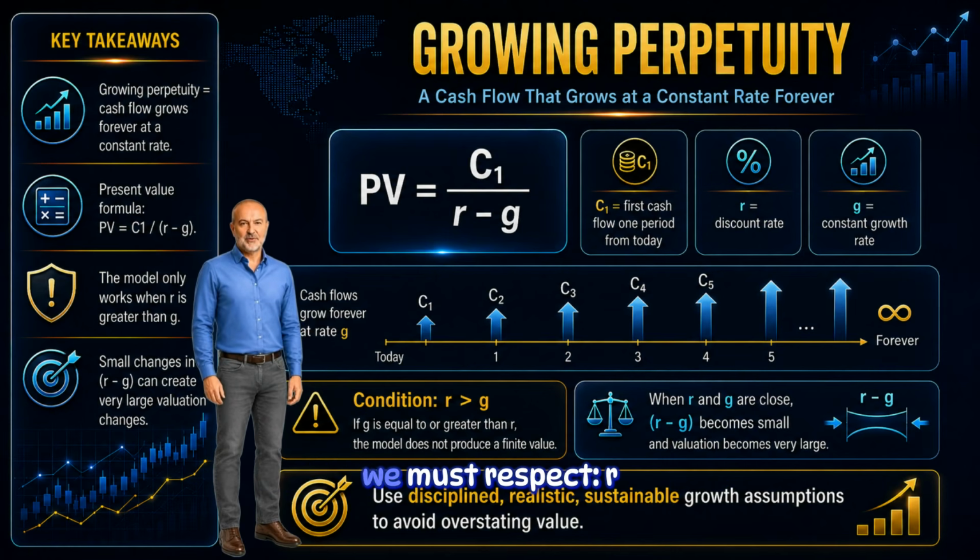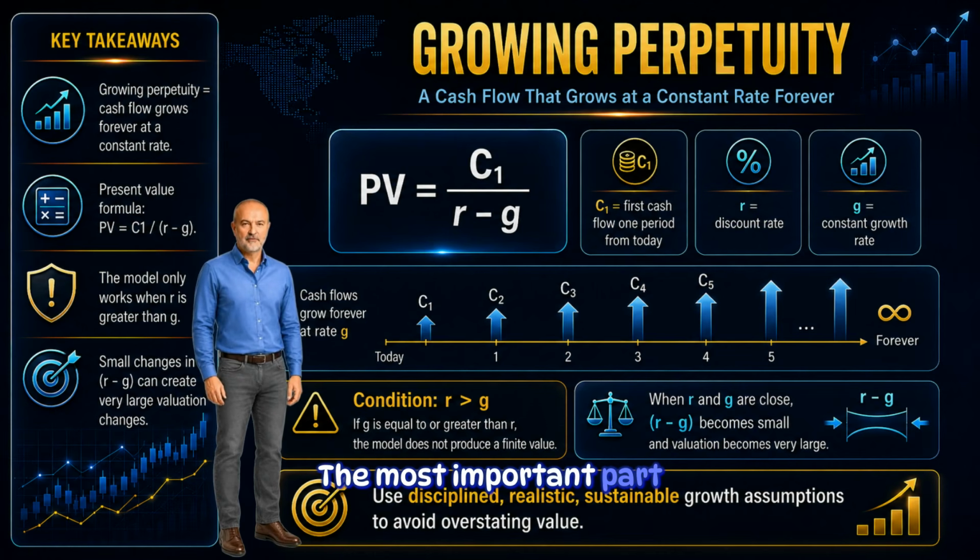There is one condition we must respect. R must be greater than G. If growth is equal to or greater than the discount rate, the formula does not produce a finite economic value. In plain language, the model breaks down because the growth assumption is too strong relative to the required return.